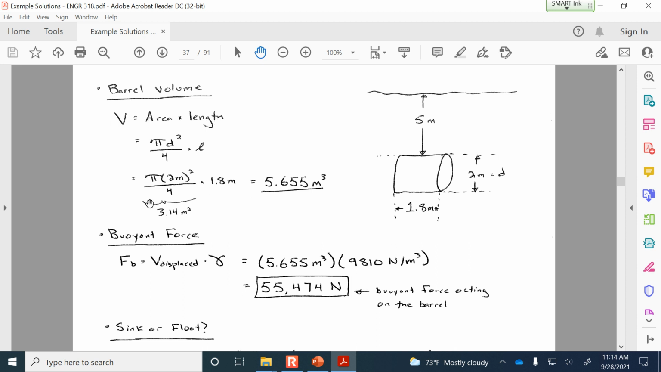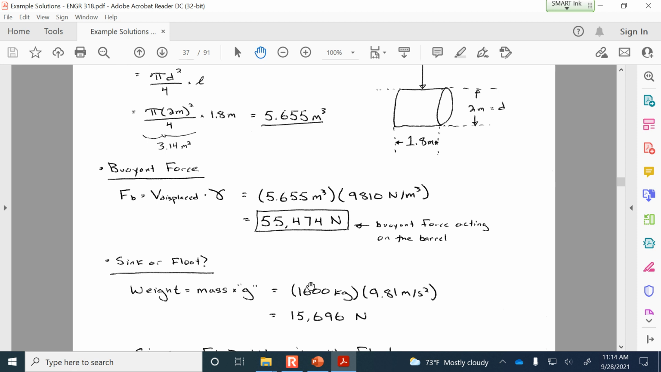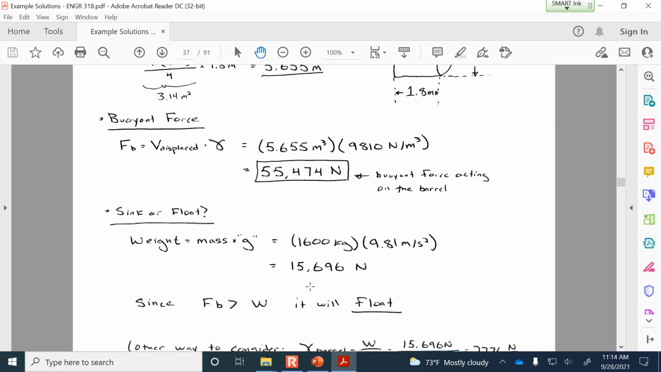All right, so the volume is just the area times the length. So here's the area, 3.14 meters squared. You multiply by the length of the barrel, and that gives us that the volume is 5.655 cubic meters. It's all beneath the water surface, and so that's how much is displaced. And the buoyant force is 55.474 kilonewtons.